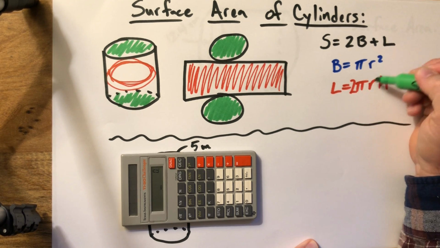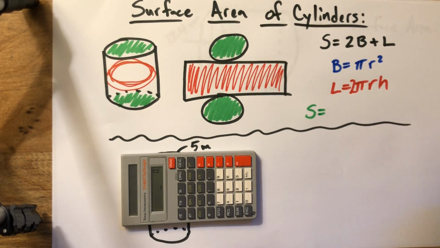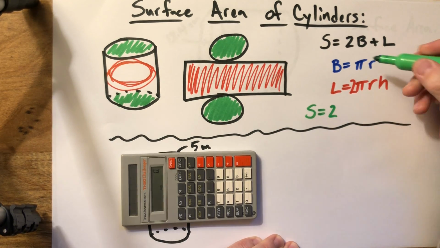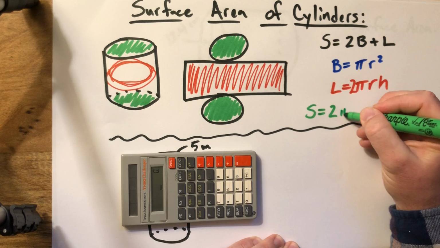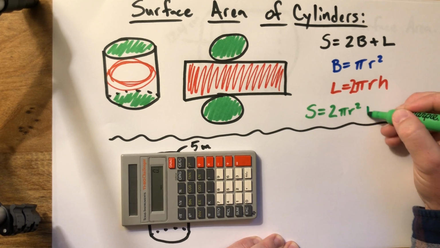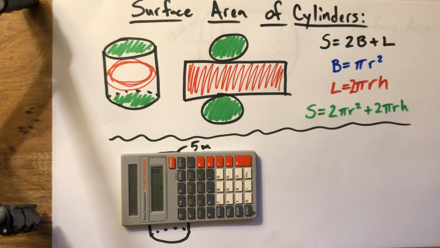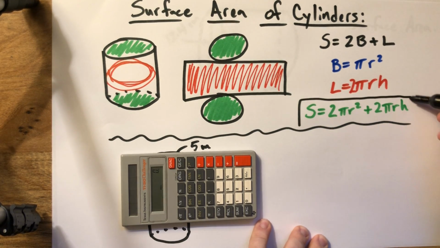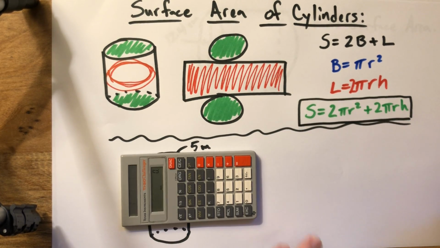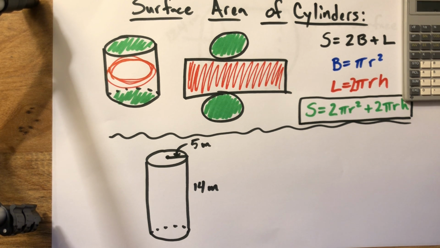If we combine them into a whole formula, our whole formula for surface area of cylinders would be 2 times the base area, which is pi r squared, plus the lateral area, so plus 2 pi r h. Now it seems like a pretty difficult formula, but it's actually not too bad. So keep that in mind. Go ahead and box that up just to draw attention to it. That's going to be our surface area formula.